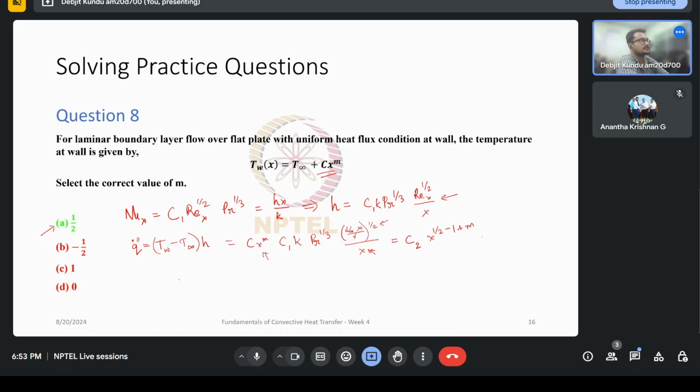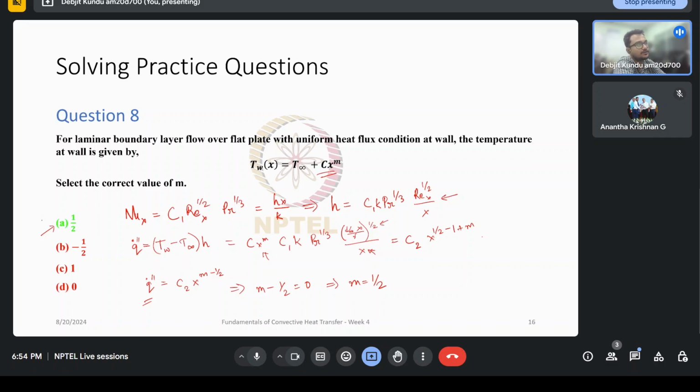So it boils down to Q double prime. The flux is equal to some constant into x power m minus half. So this will be free from x. This will be a constant, the flux, when x has no power, when the index of x is 0. That is true only when m minus half is equal to 0. So that is true when m is equal to half.